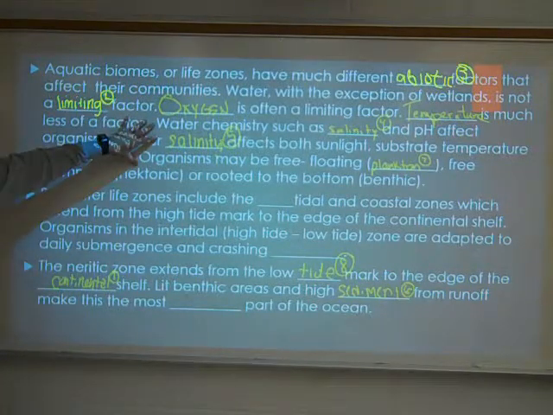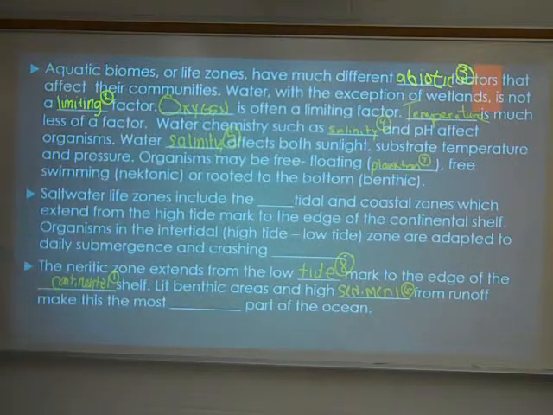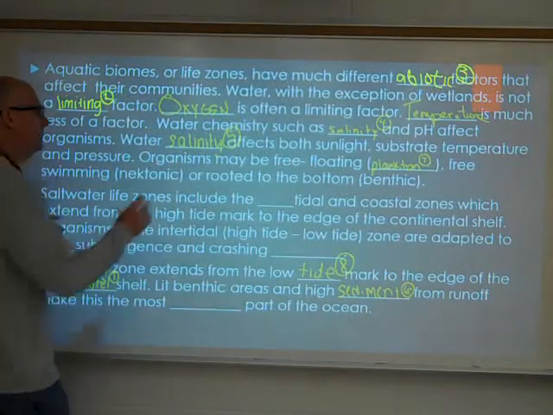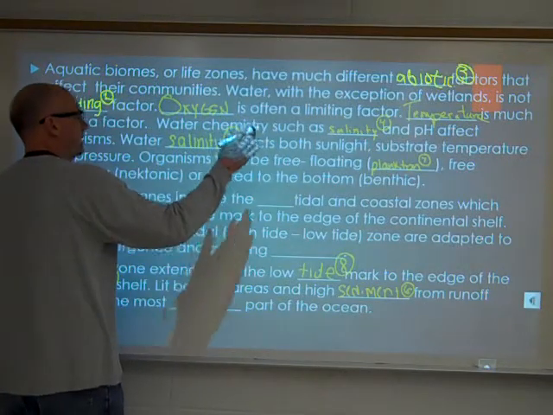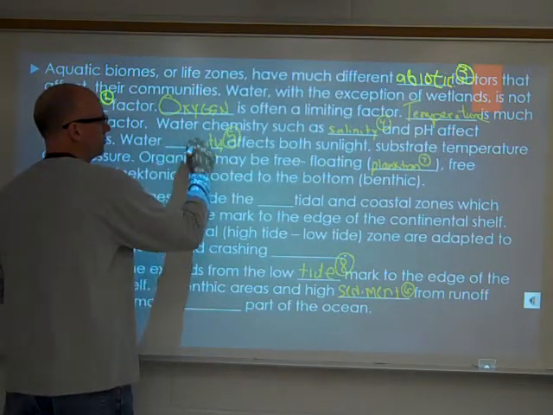Water chemistry is something that is going to be an issue. Salinity, pH, dissolved oxygen, amounts of various nutrients, iron, all those other kind of things that are dissolved in the water, that can vary quite a bit. And so those things are going to have more of an effect in an aquatic ecosystem. Salinity, maybe a little bit sunlight, not really so much substrate temperature. Definitely, well, it does affect pressure.